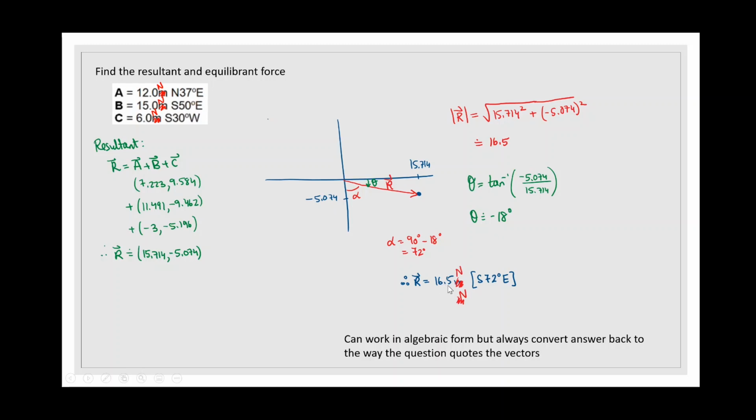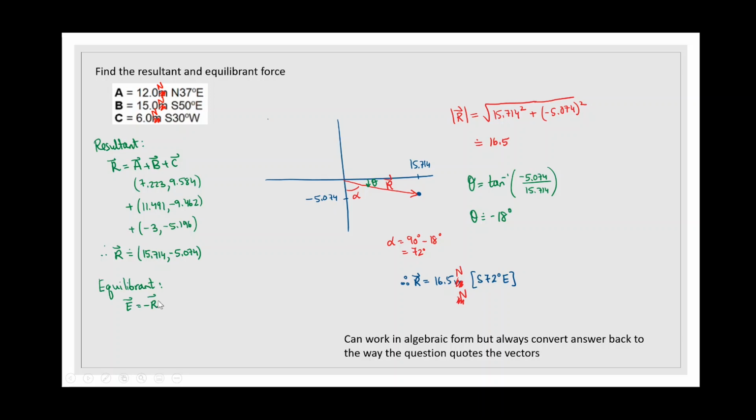Oh, I just noticed that I changed the question to be about forces so I could talk about equilibrium, but I forgot to change the units. Forces are always measured in newtons. So instead of meters, pretend I always had newtons here. So the resultant vector force would be 16.5 newtons at a direction of 72 degrees east of south.